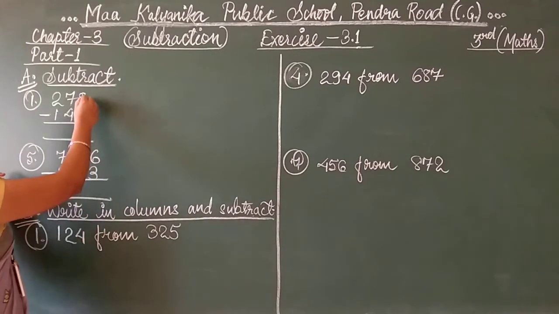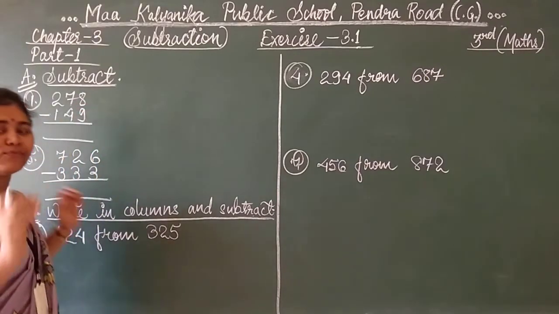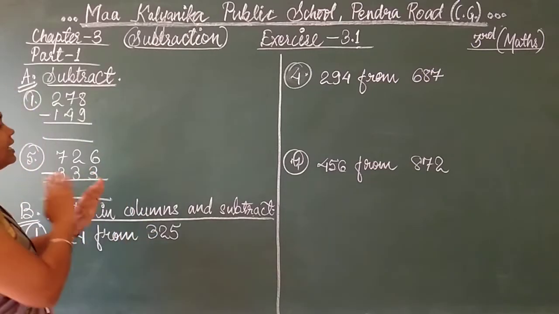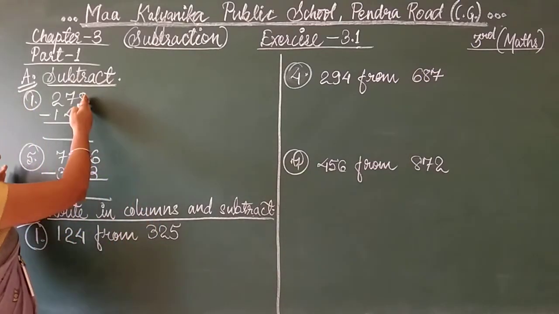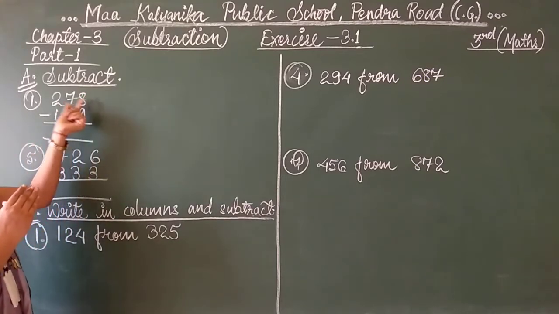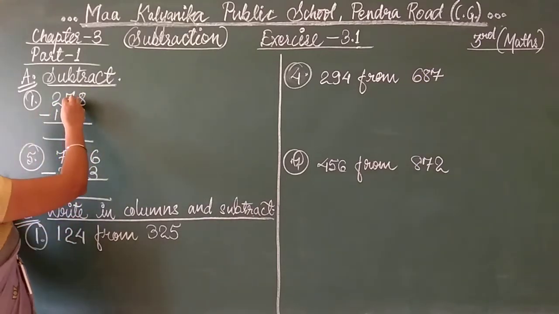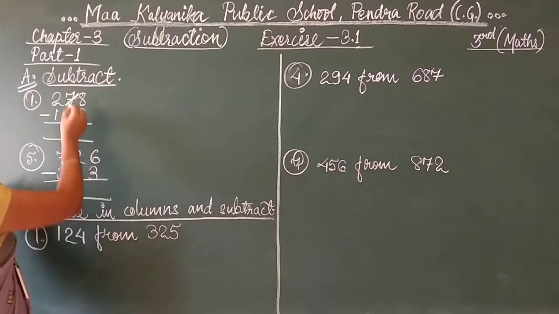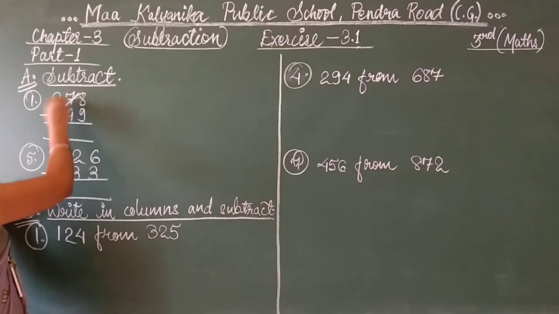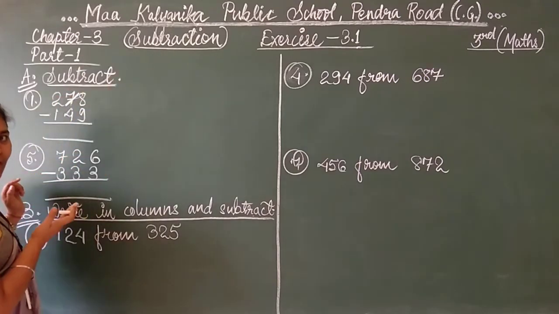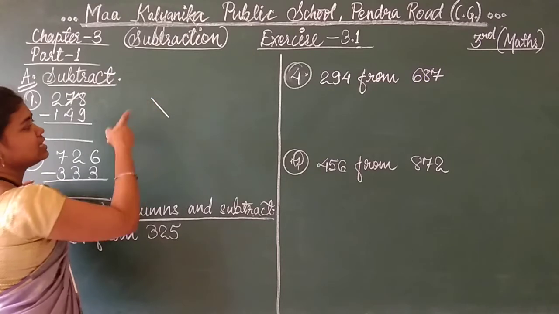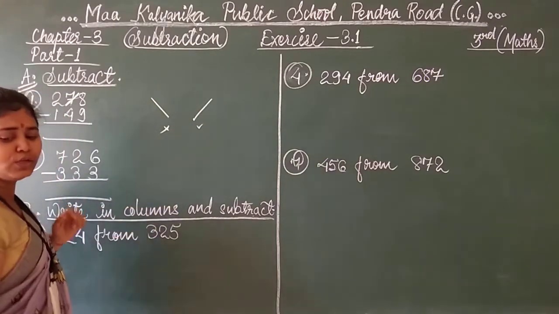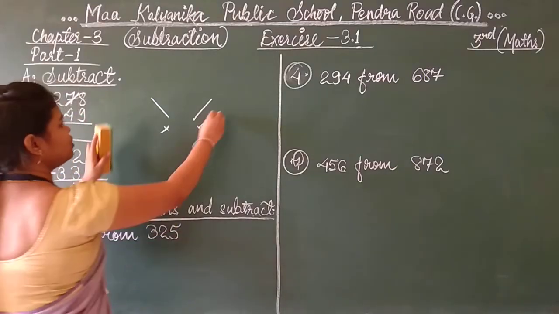So see, 8 minus 9. Of course students, 8 is a smaller number and 9 is a bigger number. It cannot be subtracted. So 8 will take help from 7. So what will 7 do? Students, be careful in cutting the number. See, from right top to the left down we will cut, not like this. This is the wrong way. This is the right way. So students, you have to do like this.